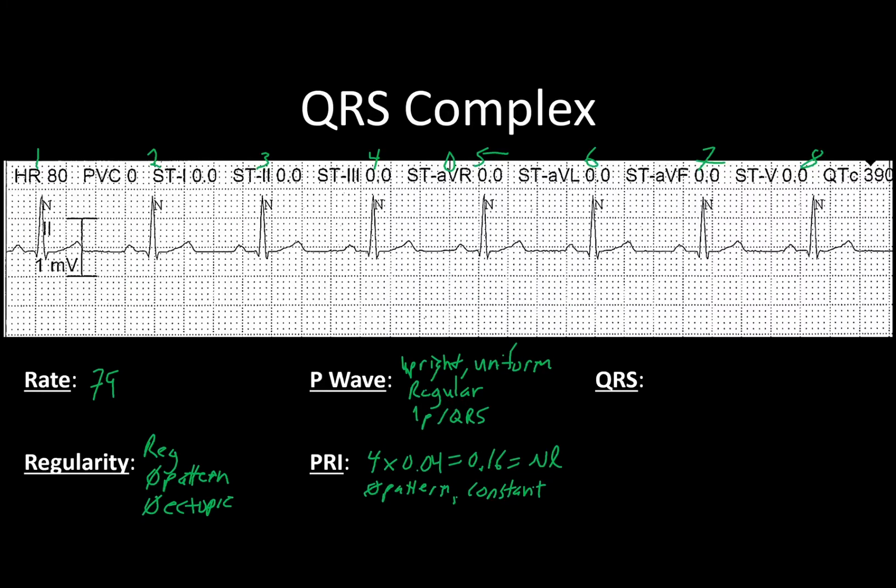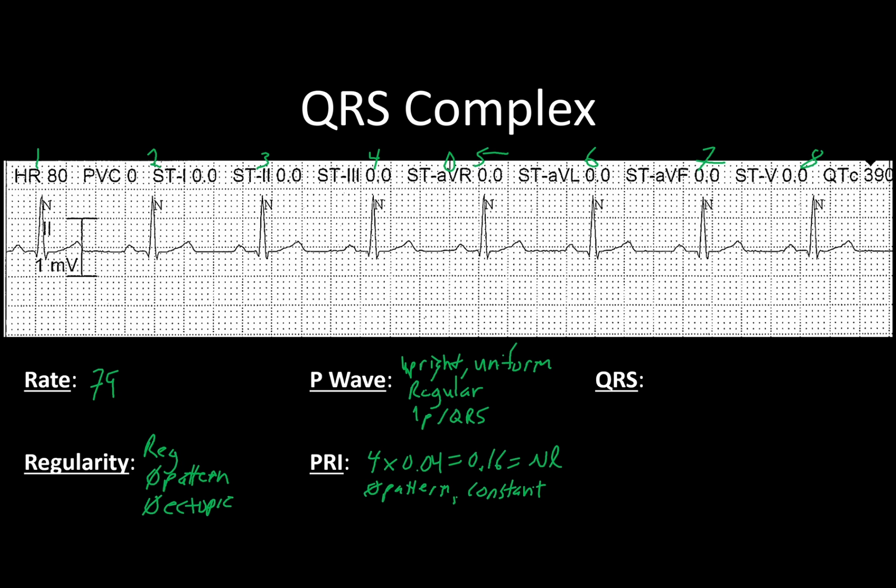Okay, final step. Let's walk through our QRSs and see what we got. Now, to refresh, we've got a rate of 79. It's regular. There's no pattern. There's no ectopic beats. Our P wave is upright, uniform, and regular. There's 1 P for every QRS. The PRI is 0.16, which is normal. There's no pattern to that, and it's constant.